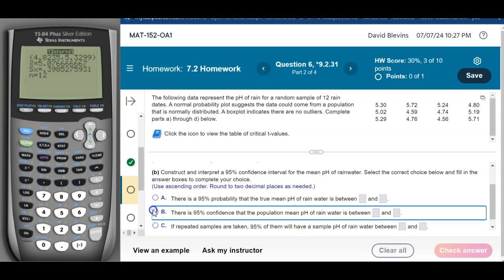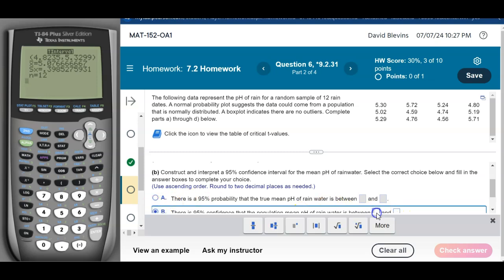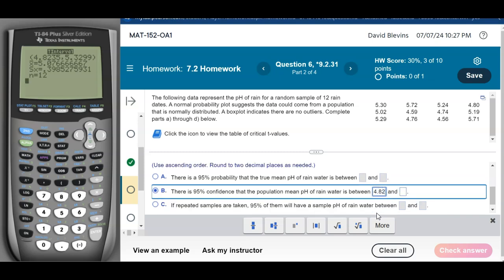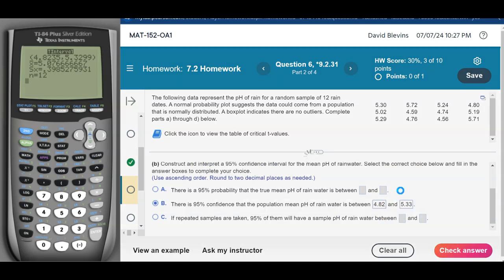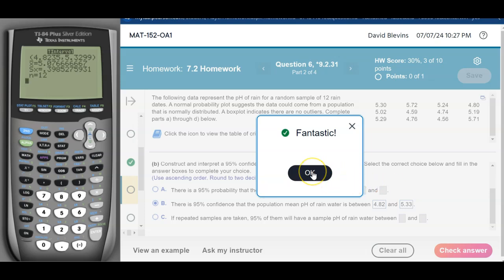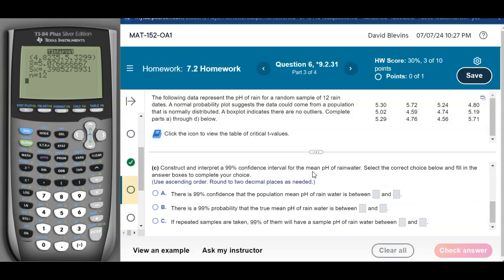So that's the one that we want. Remember, these are called confidence intervals, so you're looking for that word confidence. I'm rounding these to 2 places. So that's 4.82 for my low number and 5.33 for my upper number. Watch your rounding. So that is the way that I can get a confidence interval straight from a table of values.